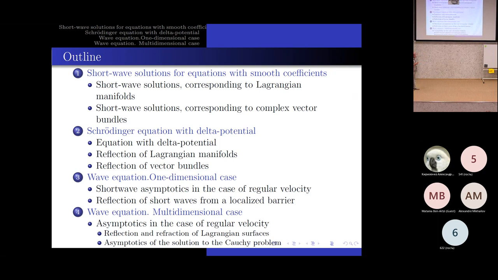And then I will speak about two different examples in which we will have singular coefficients. The first one will be the non-stationary, time-dependent Schrödinger equation with delta potential. The delta potential will be concentrated on some surface of codimension one. And then I will speak about the wave equation in which the coefficient, the velocity of light or the velocity of sound, also has singularities, but these singularities will be such that the weak limit of this coefficient will be singular.